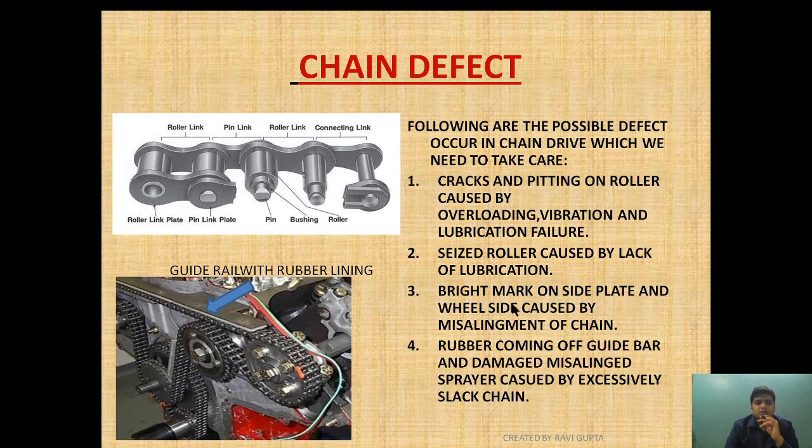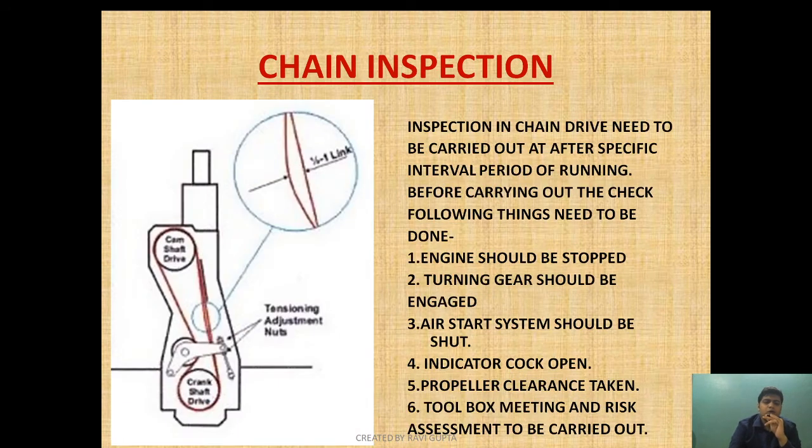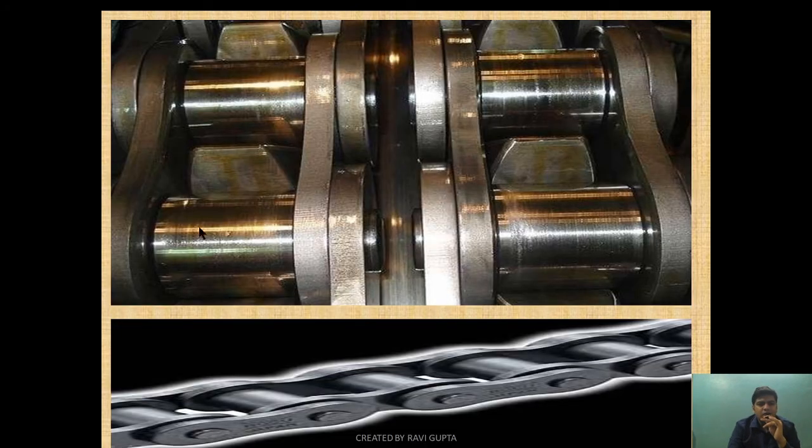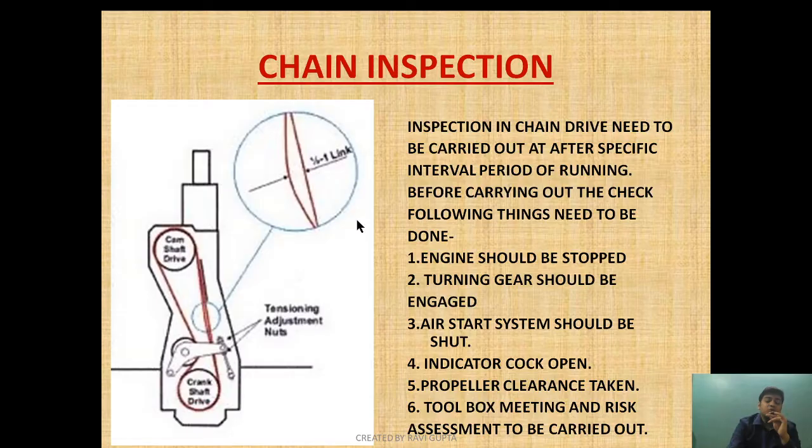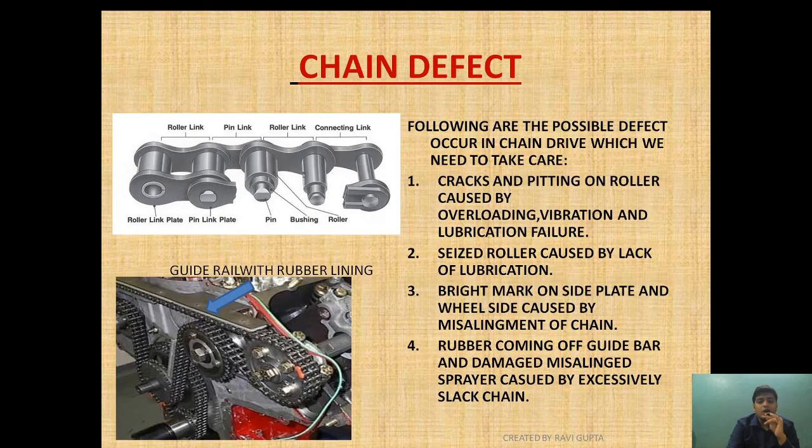After that, we will see the bright mark on a side plate and a wheel side caused by misalignment of a chain. Misalignment also occurs if the chain is not properly tightened. If the chain is not properly tightened, the chain drive may rub against the engine lining walls, and therefore there might be a bright shining mark on the roller or on the side plate. So we need to take care and continuously check.